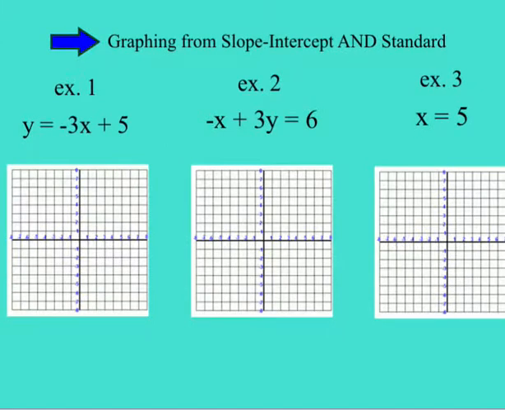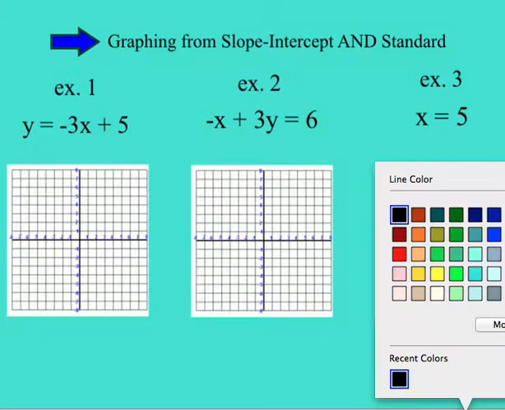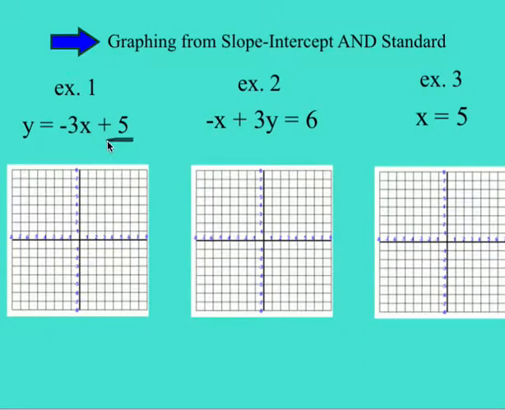So example number 1, y is equal to negative 3x plus 5. So we're going to go ahead and graph that. That's already in slope-intercept form for us. So what I'm going to do first is I'm going to graph my y-intercept, which is 5. So I'm going to find 5 on the y-axis, which is here. And then negative 3 is the same as negative 3 over 1. So I'm going down 3 over 1, and I'm plotting that point. Okay, once I have those 2 points plotted, I can go ahead and draw my line.